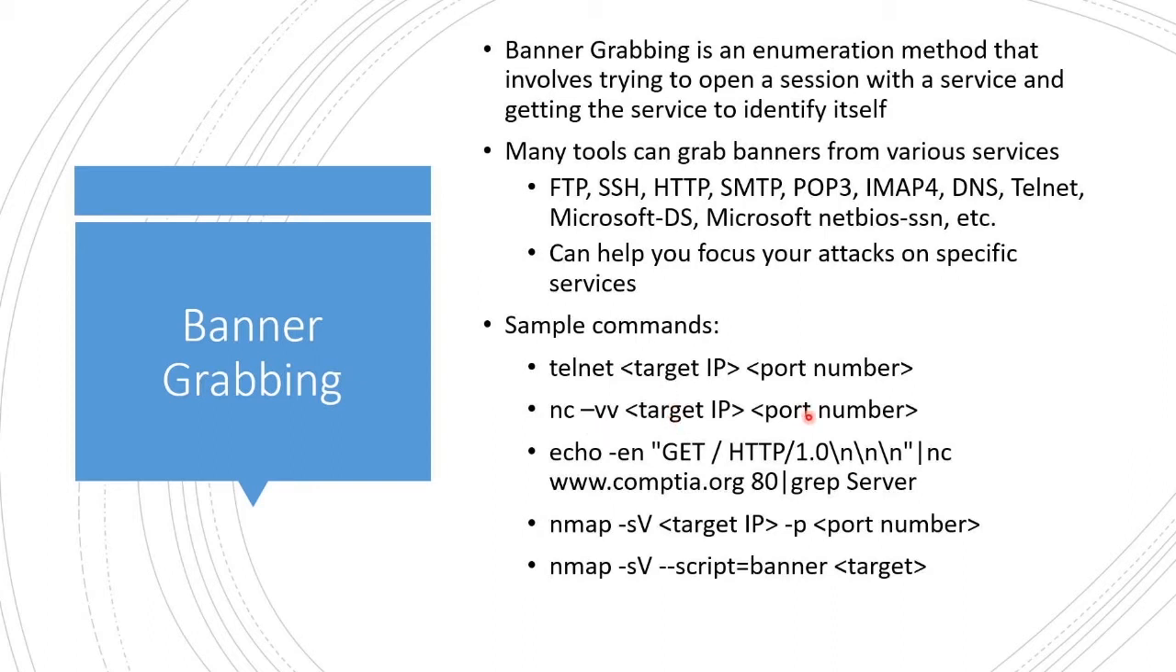Or we could say, if we wanted to get information about a particular web page, echo. Now this is on Linux. echo -en, and in quotes, GET / HTTP/1.0 \n\n\n\n. That means just like carriage returns. Pipe that to netcat against this host, against this port, and then pipe that output to grep server, and it'll show us banner information of HTTP. That's a little fancy there.